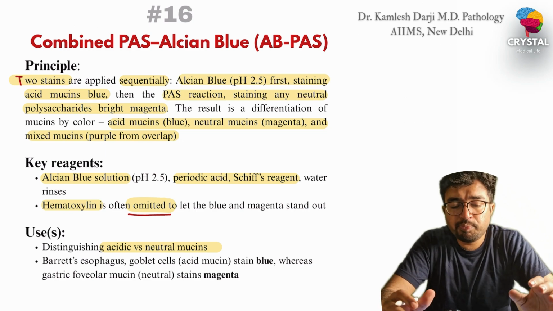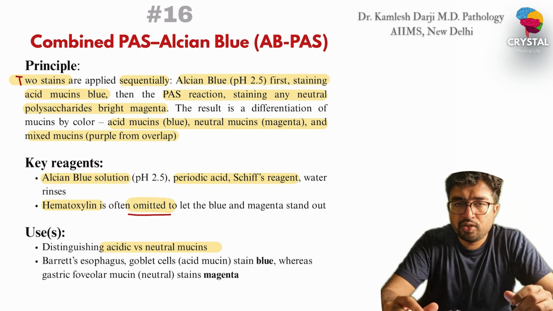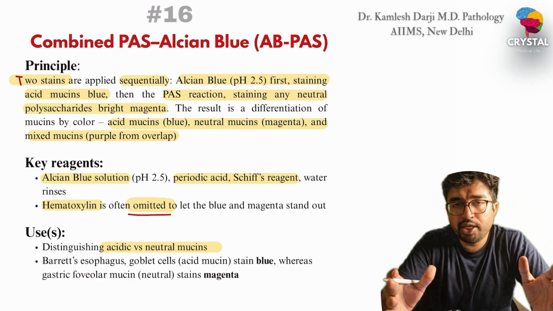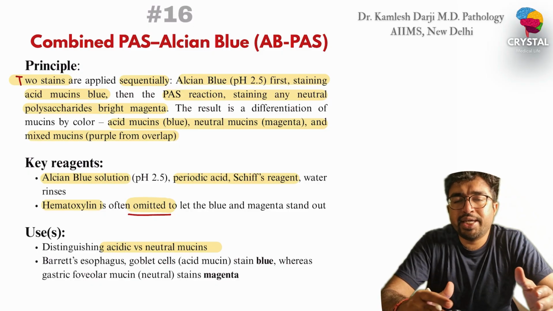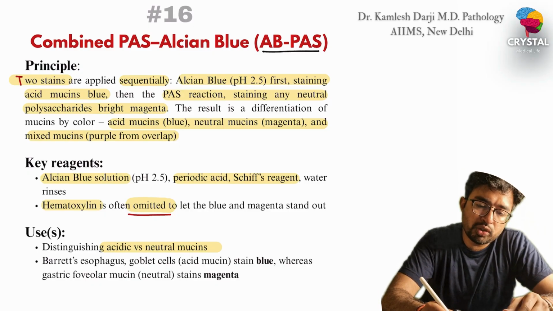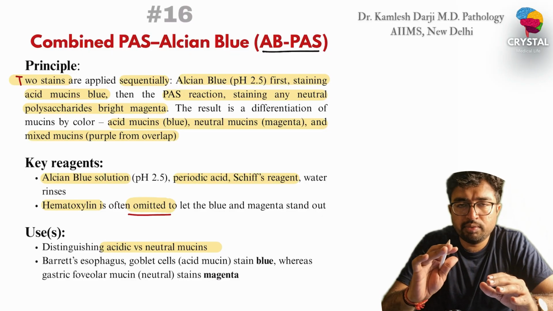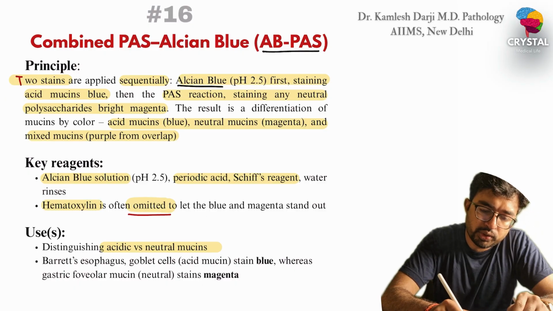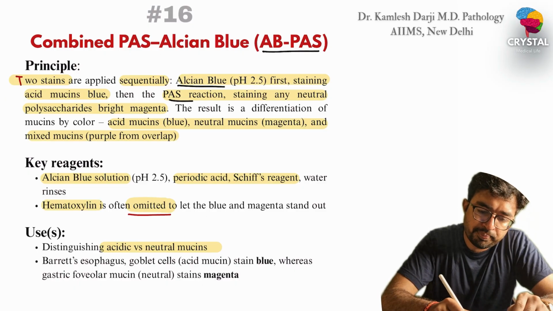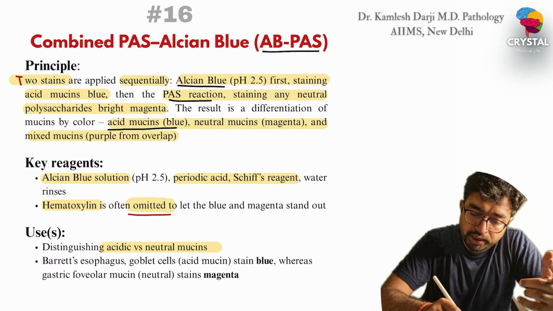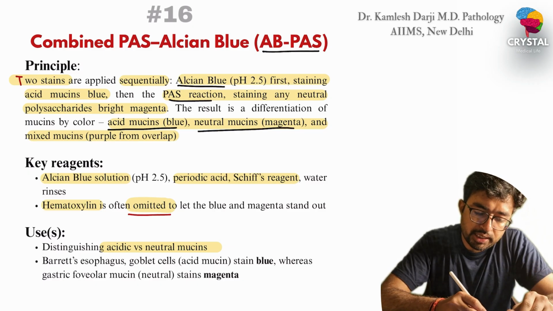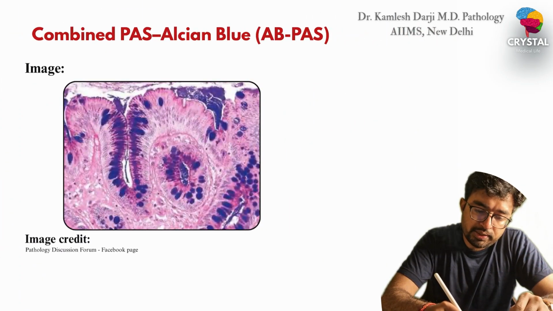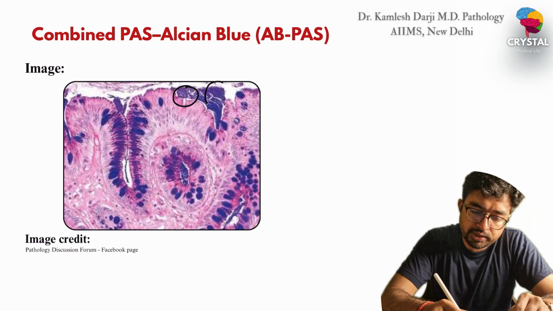Next is the combined PAS and Alcian blue stain. You know about the PAS stain. You know about the Alcian blue just now. Now we have to do a combination stain to differentiate various types of mucin. So AB-PAS is for the types of mucin: acidic mucin, basic mucin, neutral mucin. So you will use a sequential stain. First you will do the Alcian blue stain followed by the PAS. Acid mucin will appear as blue color. Neutral mucin comes as magenta color and mixed mucin comes as purple from overlap. So you can see the various types of mucin. Here the color is different, here the color is different.